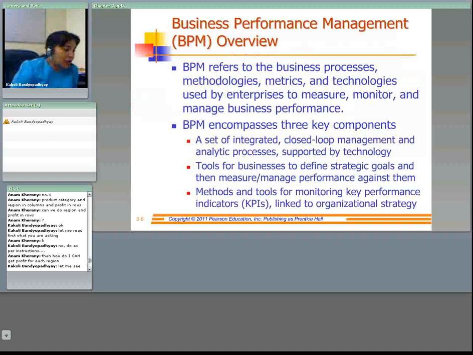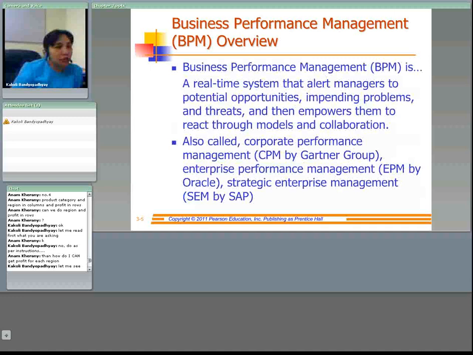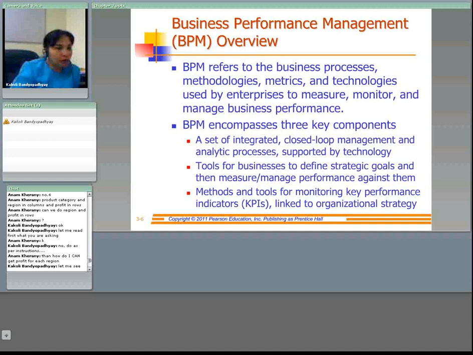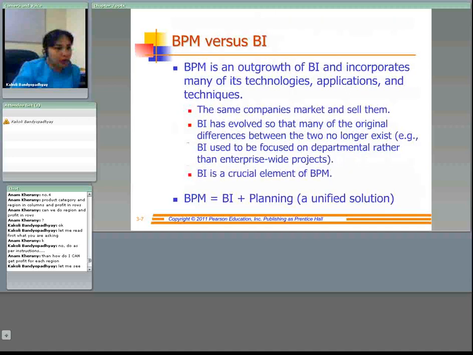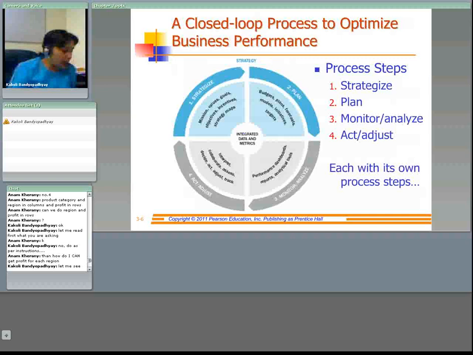So once again, business performance management is a series of processes and applications designed to optimize the execution of business strategy. It's a real-time system that alerts managers to potential opportunities, problems, and threats, and empowers them to react through models and collaboration. And we will look into the BPM process, which is a pretty simple process. The process has 4 steps. Number 1 is strategize, number 2 is plan, number 3 is monitor and analyze, and number 4 is act and adjust.